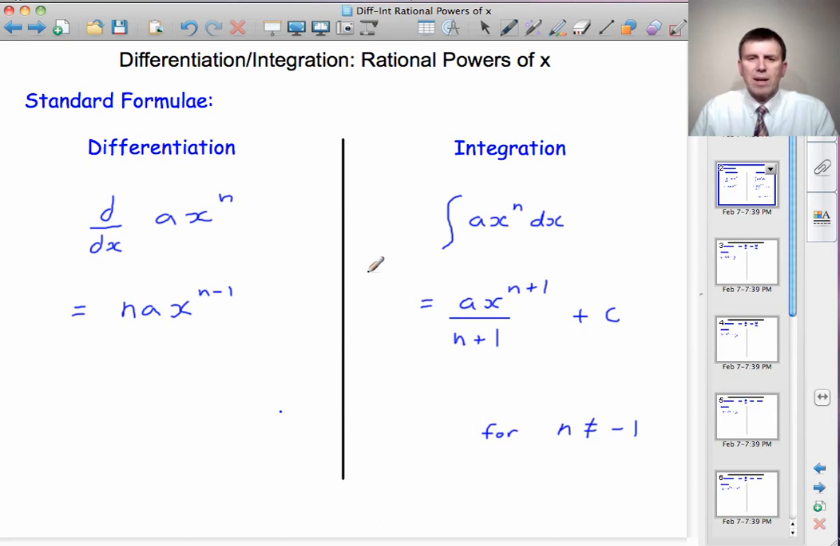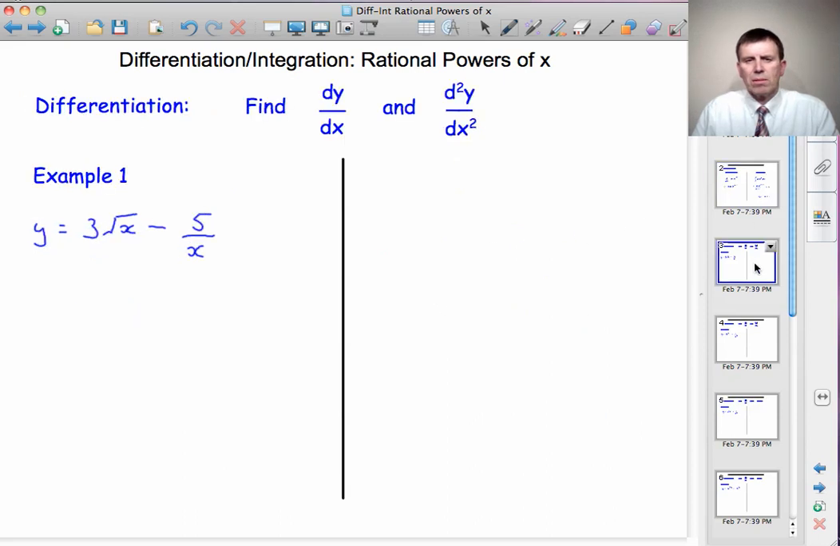We'll look at 8 examples, 4 of each. Example 1. y equals 3 root x minus 5 over x. And we're going to find dy by dx and d2y by dx squared. So we're going to differentiate twice.